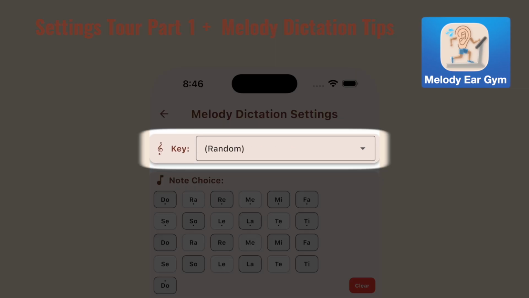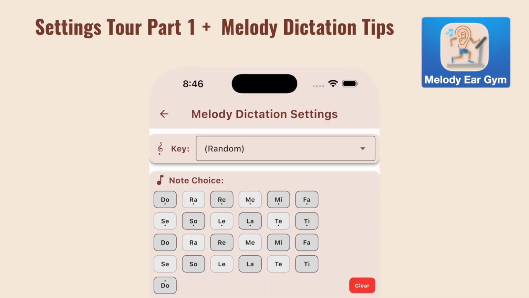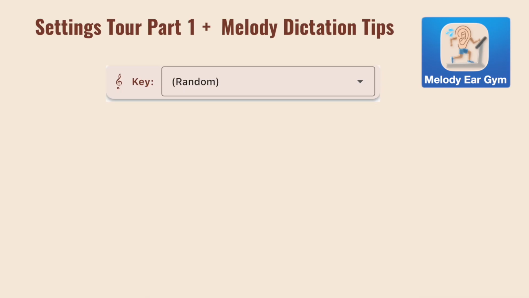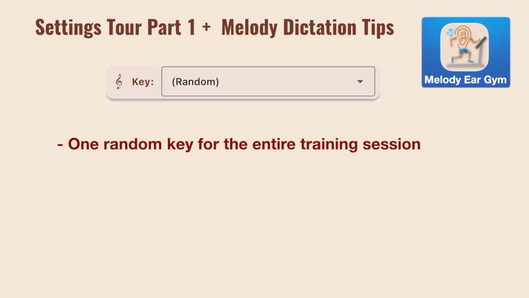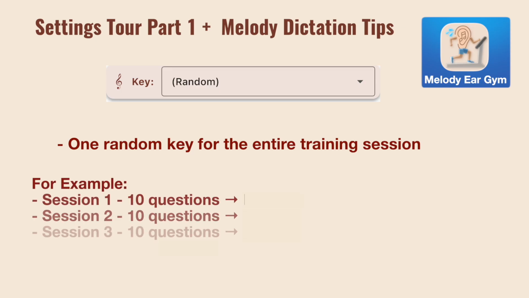First up, the key section. By default, it's set to random. And honestly, this is perfect for almost everyone. It doesn't mean every question has a random key. Instead, the app picks one random key for the entire training session, say 10 questions, then picks a new one for the next session. Why do we do it this way?